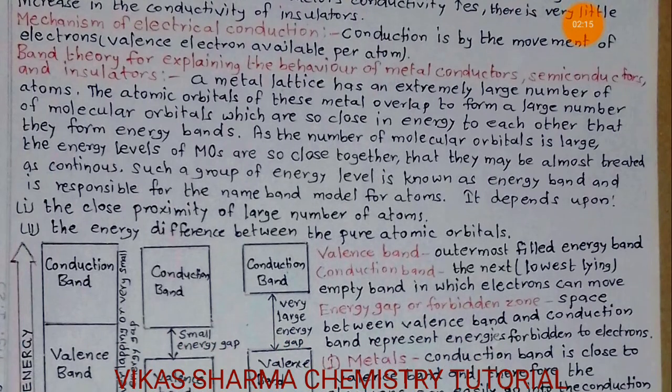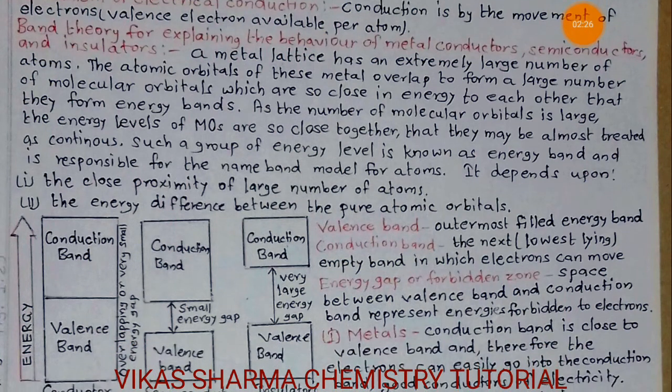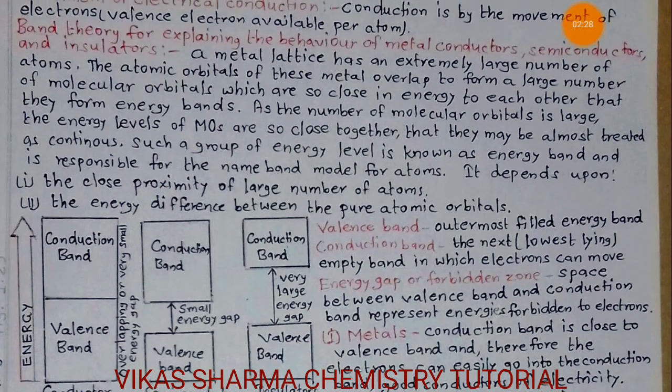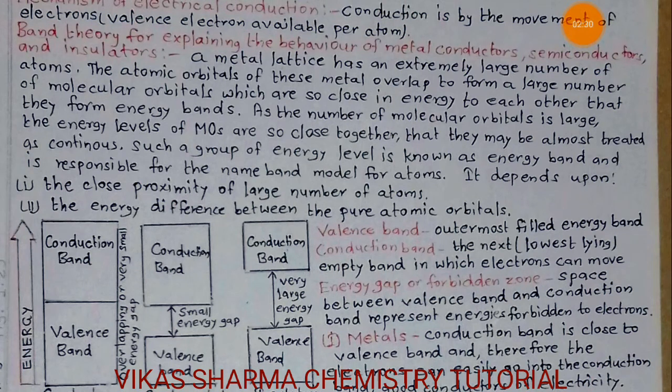Student, the mechanism of electrical conduction. Conduction is by the movement of electrons, meaning the valence electrons available per atom. So the next topic is band theory for explaining the behavior of metal conductors, semiconductors and insulators.